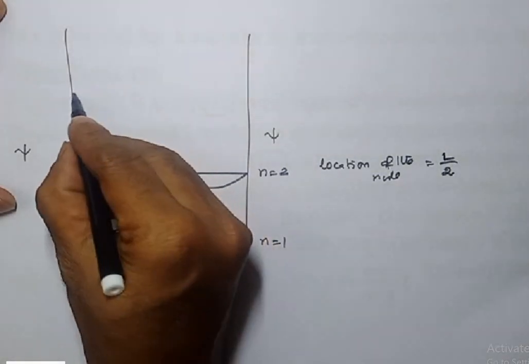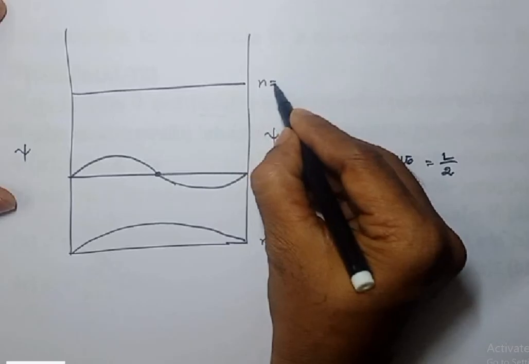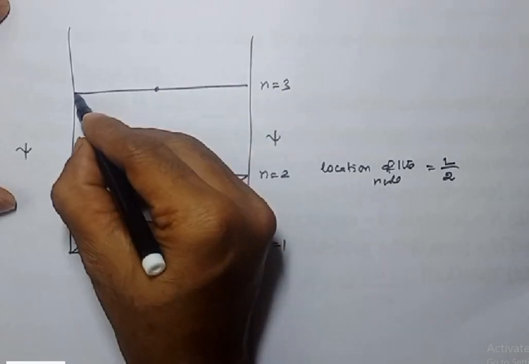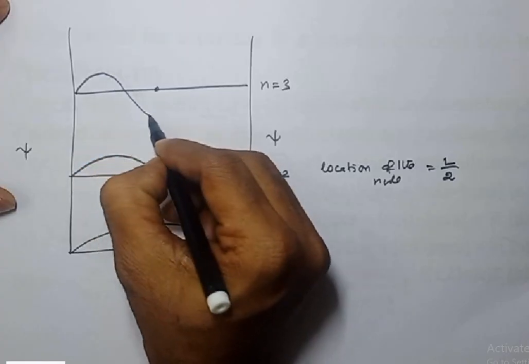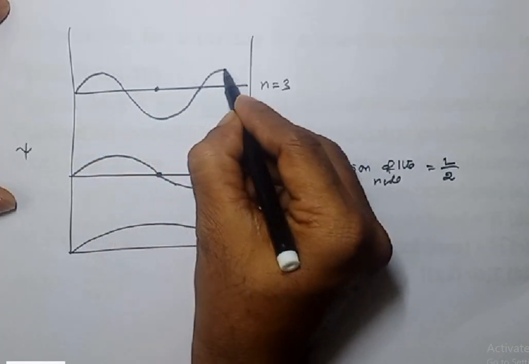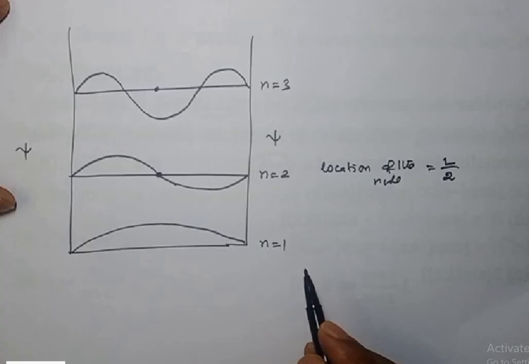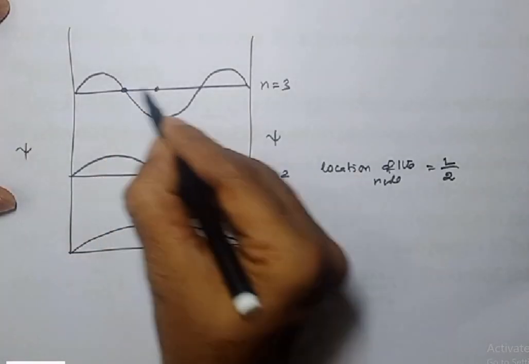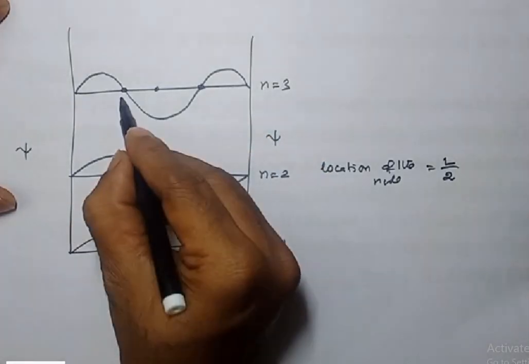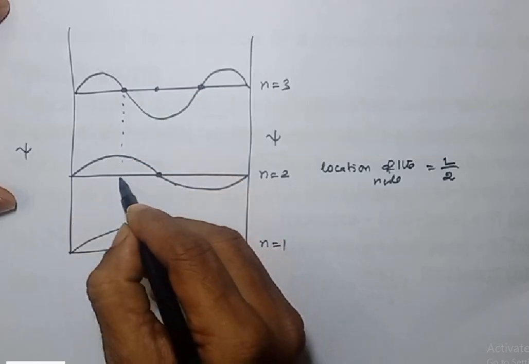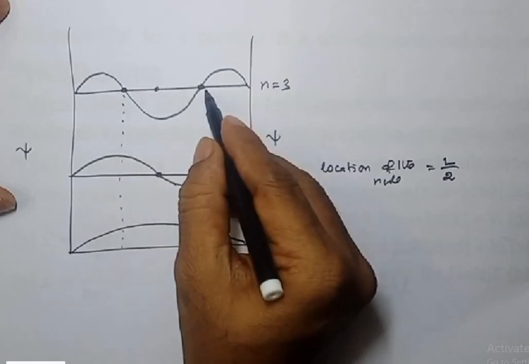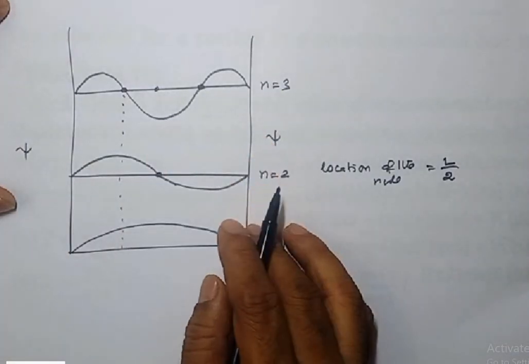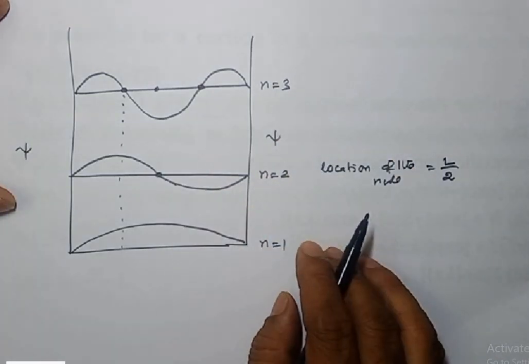Then if you go to n equal to 3, there should be 2 nodes. I will draw the nodes here: 1, then 2. It goes like this. When n is equal to 3, there are 2 nodes. Here we have 1 node and here we have another node. What is the location? It is L by 4 and 3L by 4. Yeah, that is the location. We call them internal nodes.